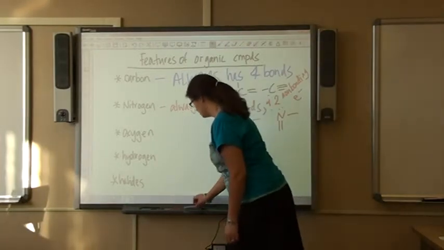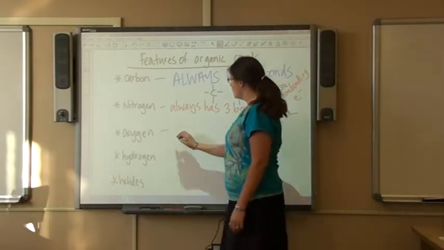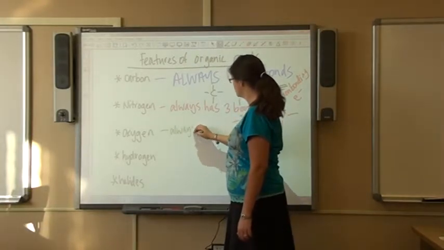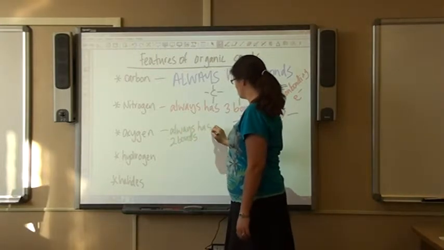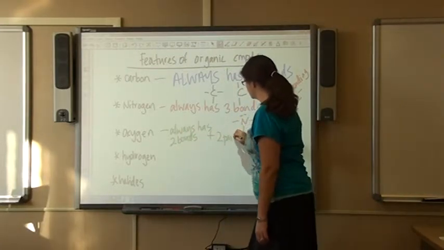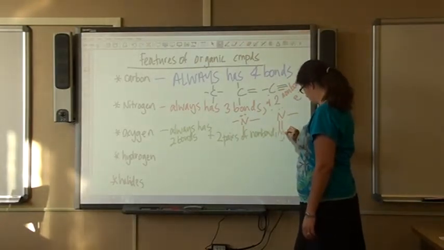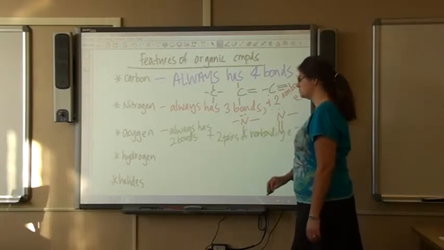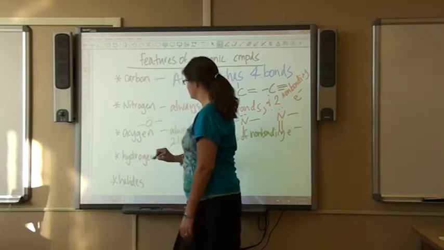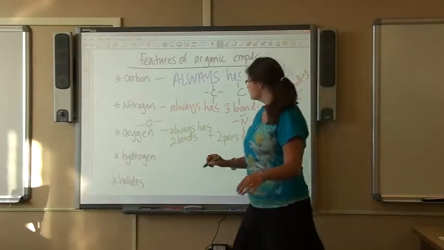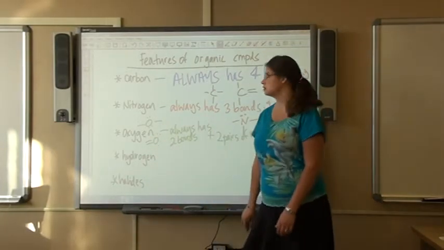Okay, let's talk a little bit about oxygen. Oxygen is pretty prevalent in organic compounds. Oxygen is always going to have 2 bonds plus 2 pairs of non-bonding electrons. That looks like this. That's where it has 2 single bonds, or 1 double bond.